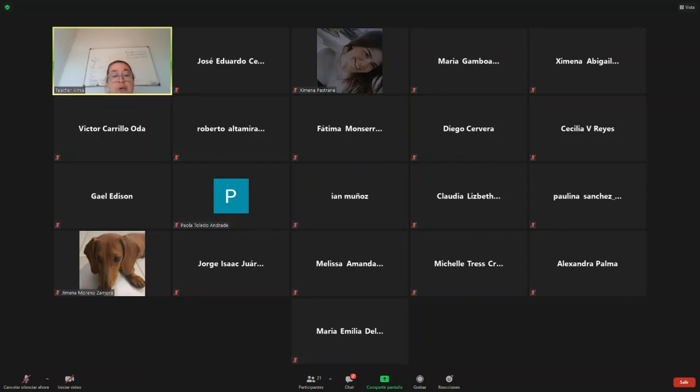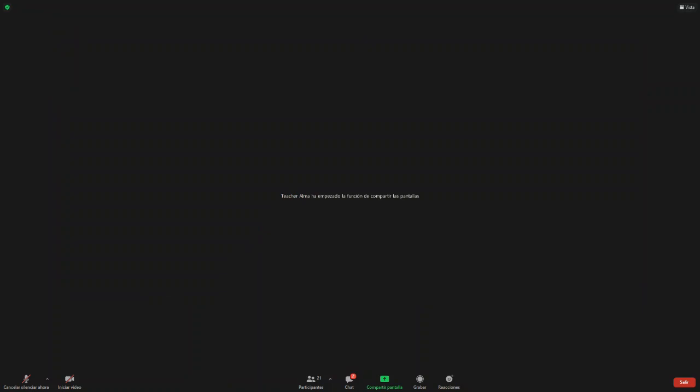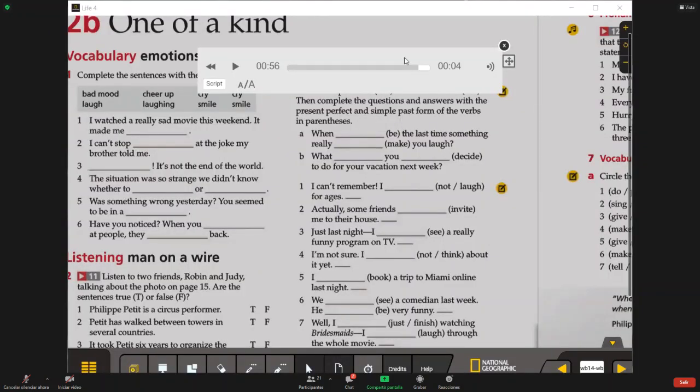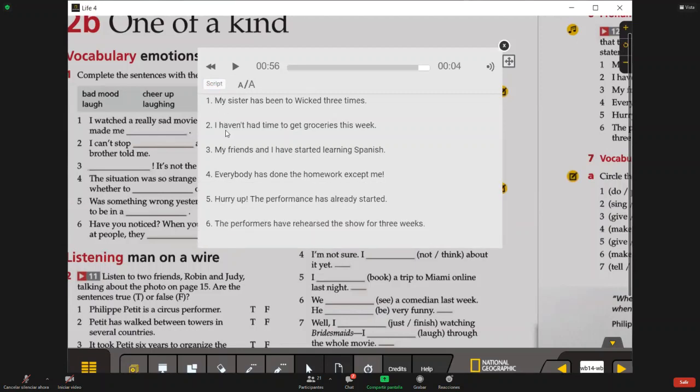Now, for the people who didn't participate, well, okay, just consider, and I hope you check those sentences and then see how many of them you got correct. Okay, that is the first one. My sister has been to Wicked 3 times, and yes, it was true. I haven't time, okay, so Jime, here is a correction. I haven't had time to get groceries this week.